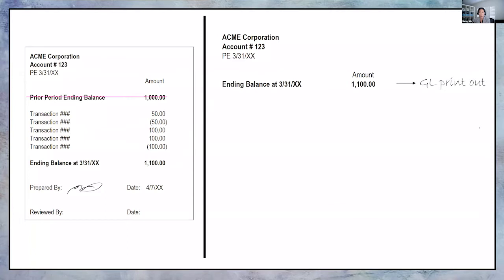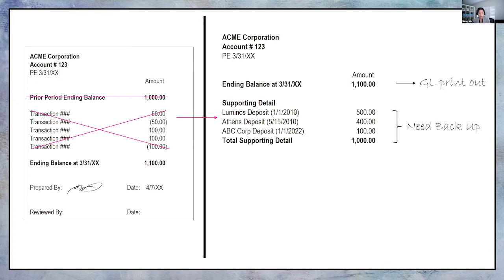So now let's go back and look at this example. Supporting detail is stuff that validates a GL. So in this very simple example, we are going to remove the transactions, right? This is a deposit account. So we will identify the three items that almost make up the entire balance. There are two utility deposits, another vendor deposit. They don't exactly add up, which is fine. The ending GL balance is $1,100 and we've come up with $1,000 worth of support. We'll get to that mismatch later.